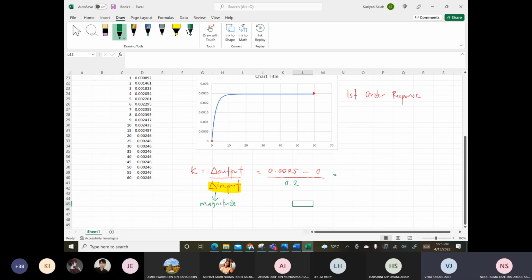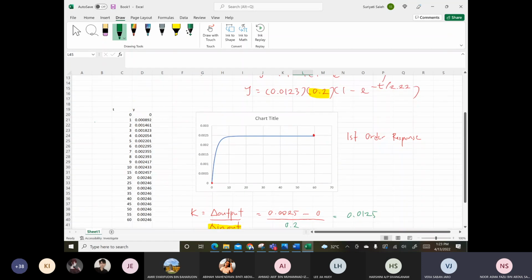So that means here the K can be calculated. You get 0.0125. So this is how to obtain the K value.